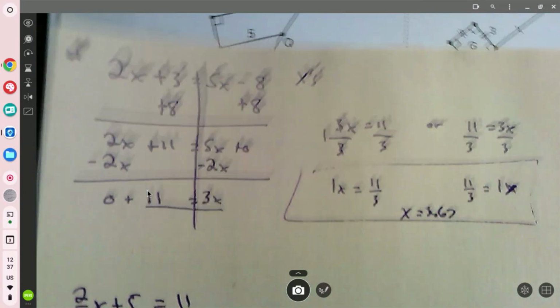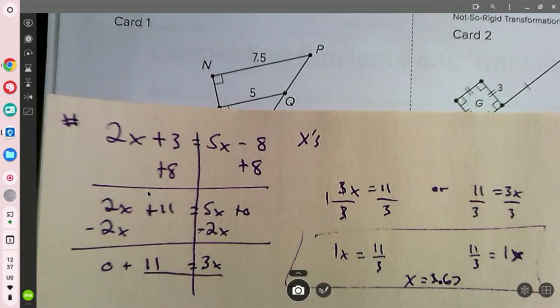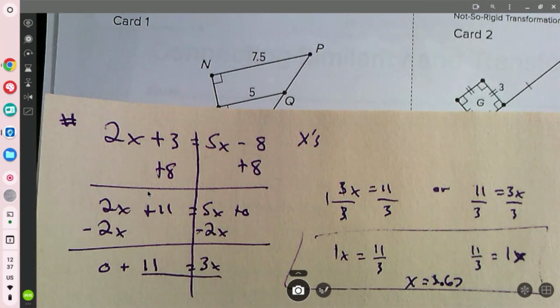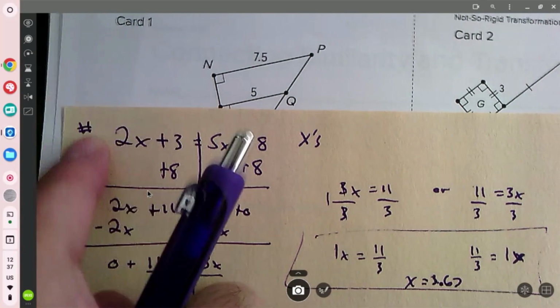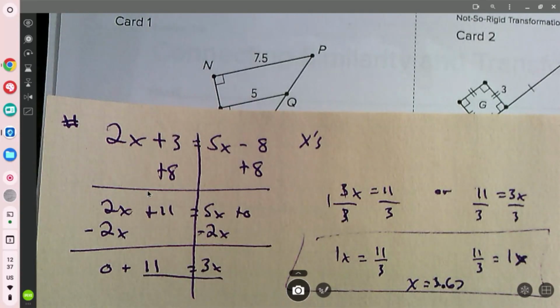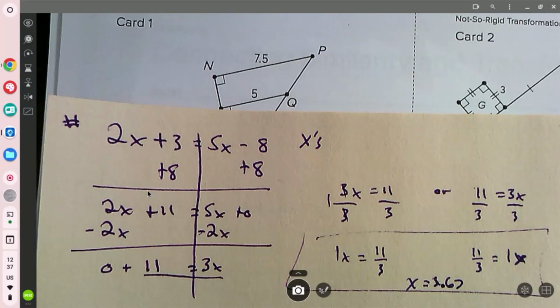Oh, hey y'all, I'm still trying to explain our bell work. So the difference between what Quincy and I did was I put my x's on the right, Quincy put his x's on the left. We ended up with the same answer though, correct, Quincy? 11 over 3 or 3.67.